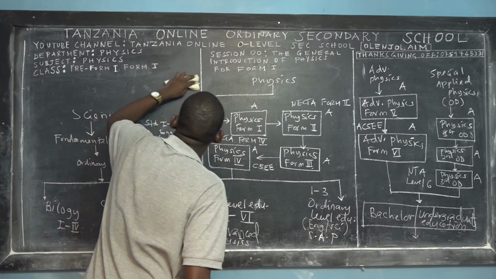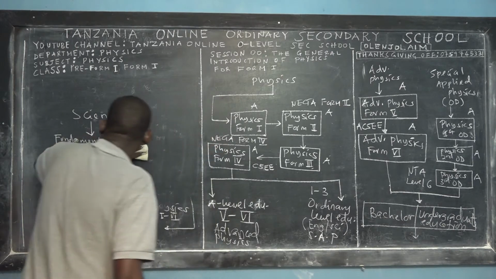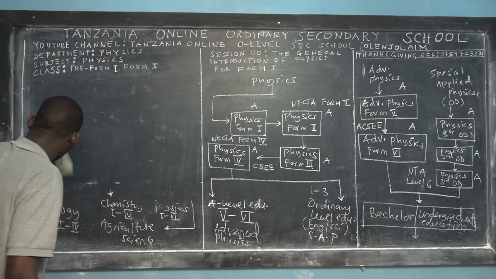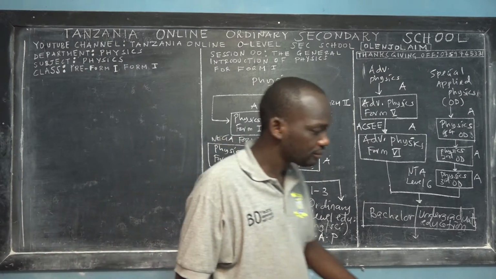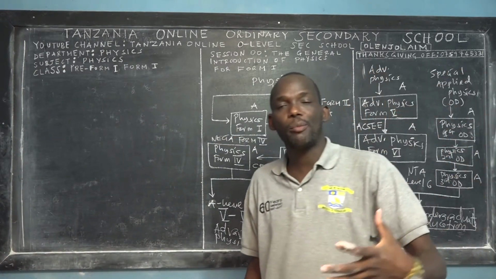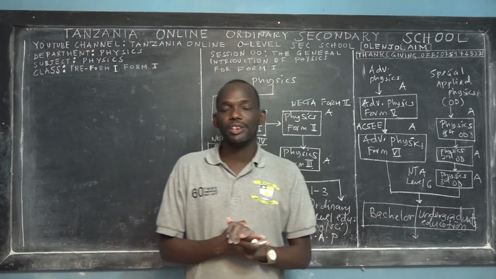Then the second part I want to share with you in these general introductions is the reference books. What are the recommended books and materials you need to learn physics for the form 1?